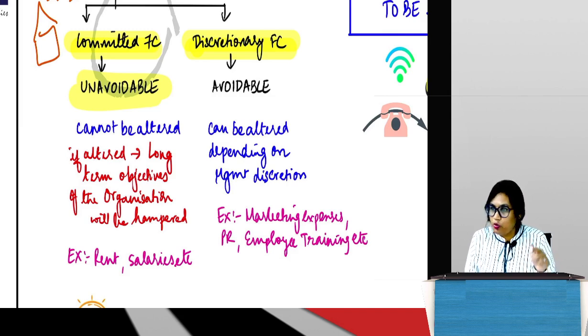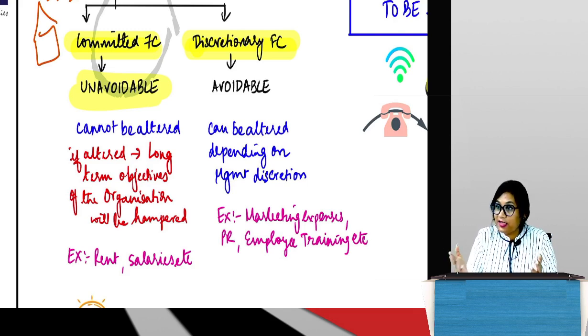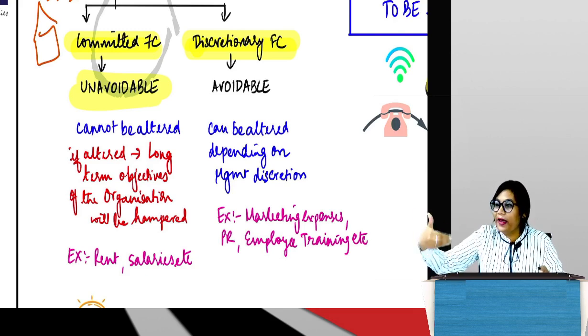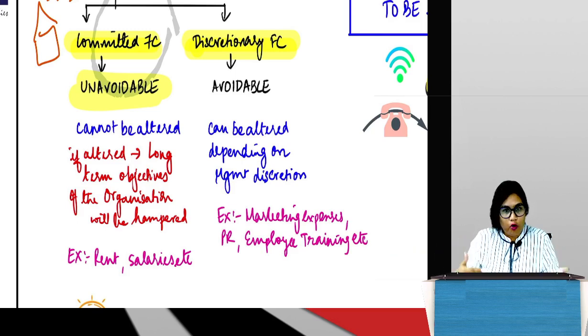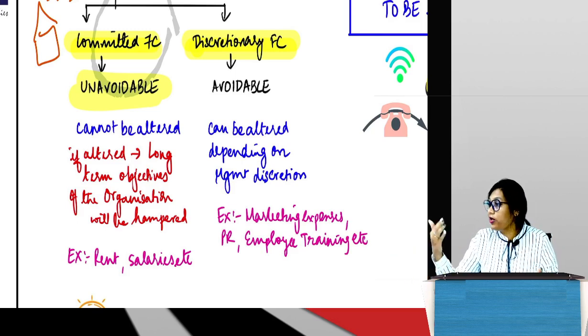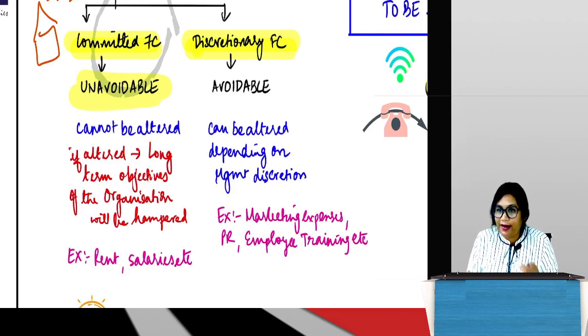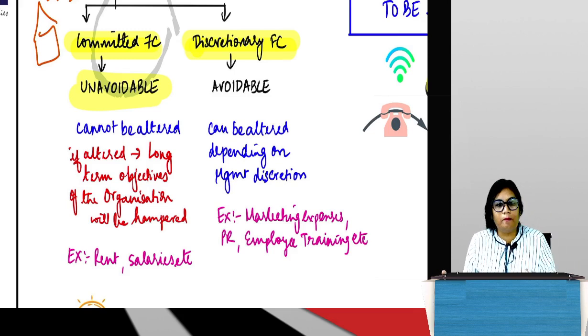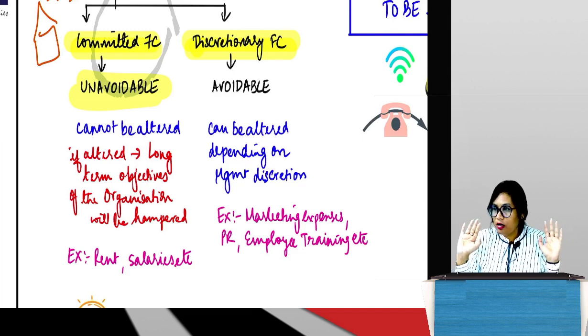And if that happens, won't it affect the operations of your business? Yes. Imagine if he does that to a factory where manufacturing is happening. He does not pay rent for a given month. Won't the owner ask him to leave? And if the owner asks him to leave, manufacturing will not happen, and that completely impacts your business operations. So in this case, you cannot alter the fixed cost. Rent is an example of a committed fixed cost. You try altering it, it will impact your business.